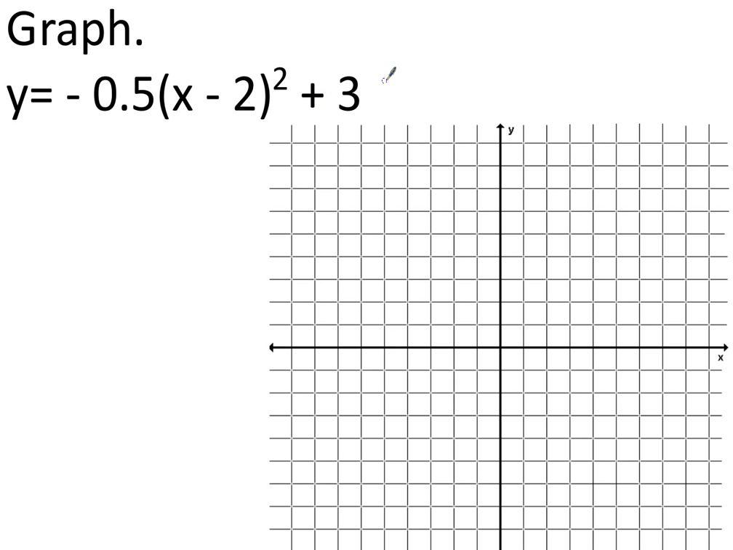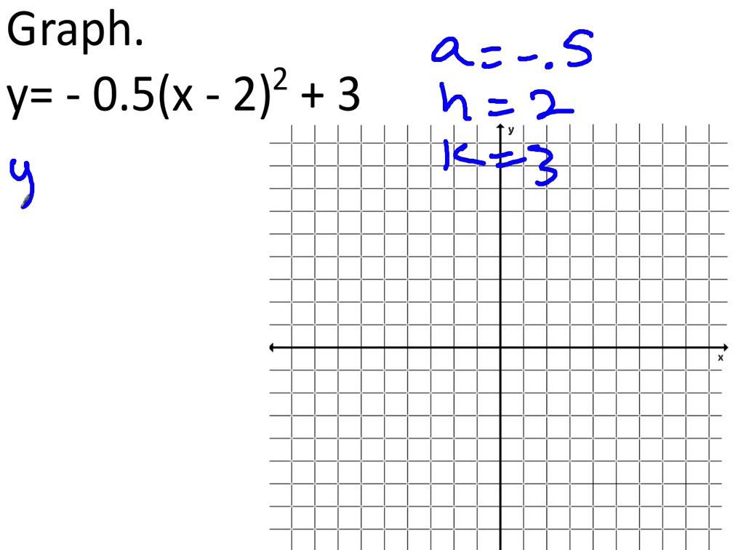So in this, a is equal to negative 0.5, h is equal to 2, and k is equal to 3. Remember, vertex form is a times (x minus h) squared plus k. So this is already in the x minus form, so that's why h is 2 and not negative 2. And then plus k, so it's plus 3.